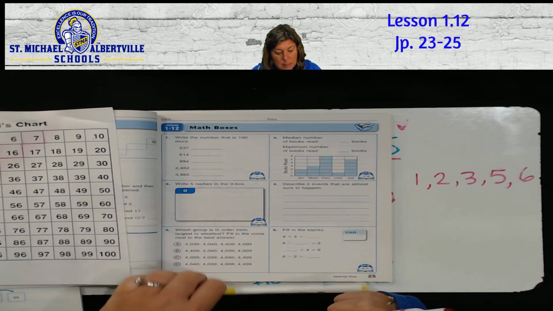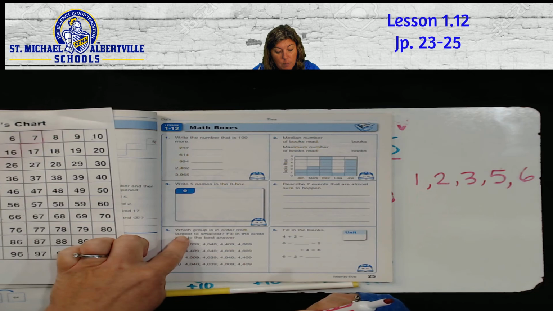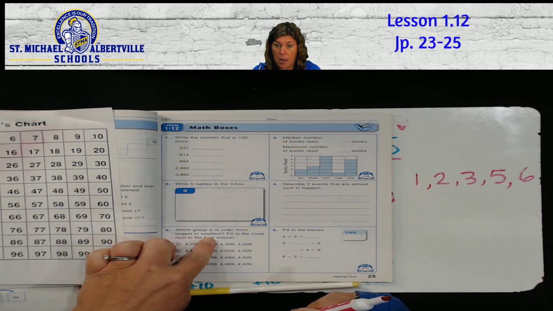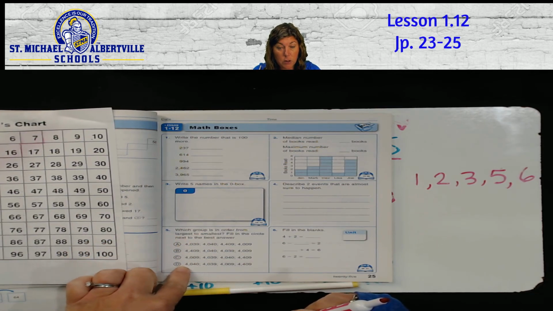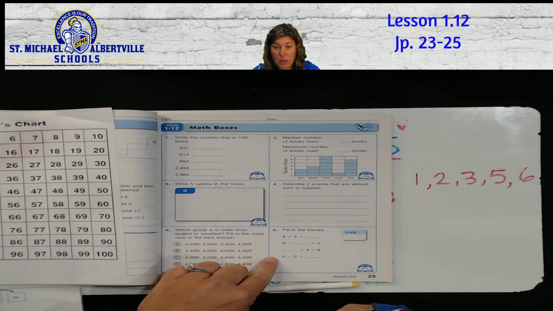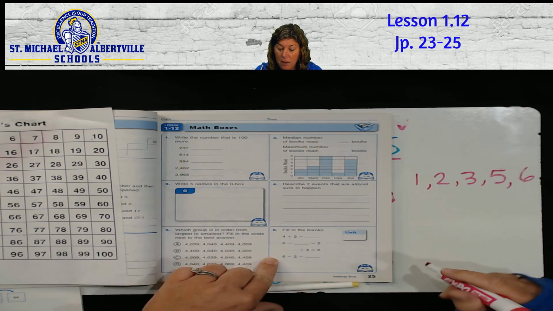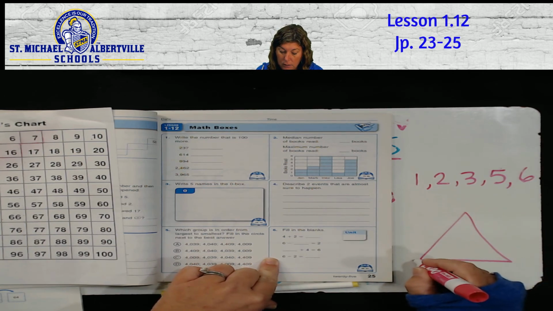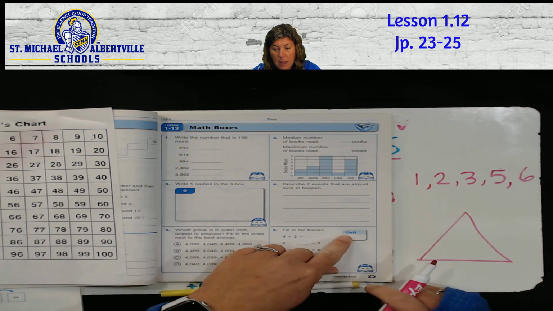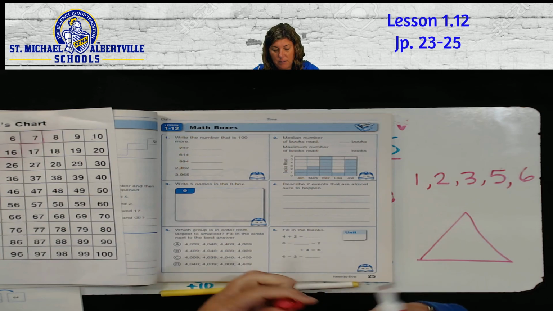Okay? Down here, which group is ordered from largest to smallest? So look carefully, largest to smallest. Fill in your blank here with your number model. Think of that fact family triangle. Okay, and then make up your own unit there.